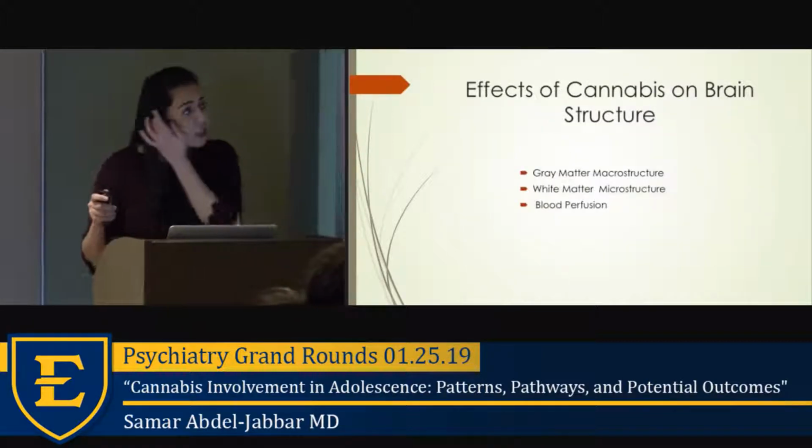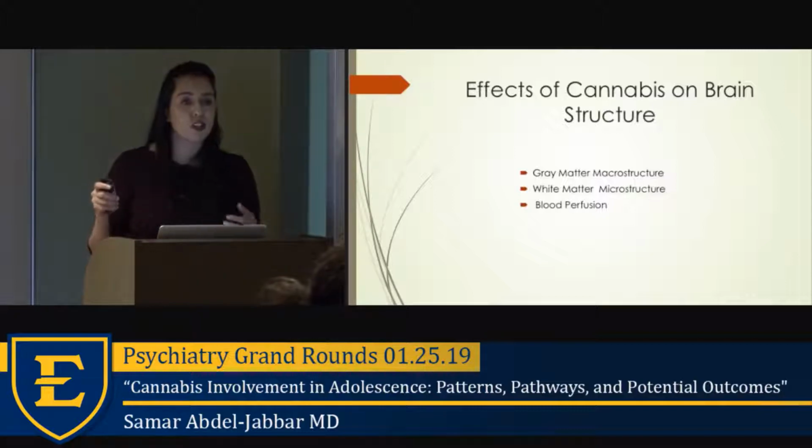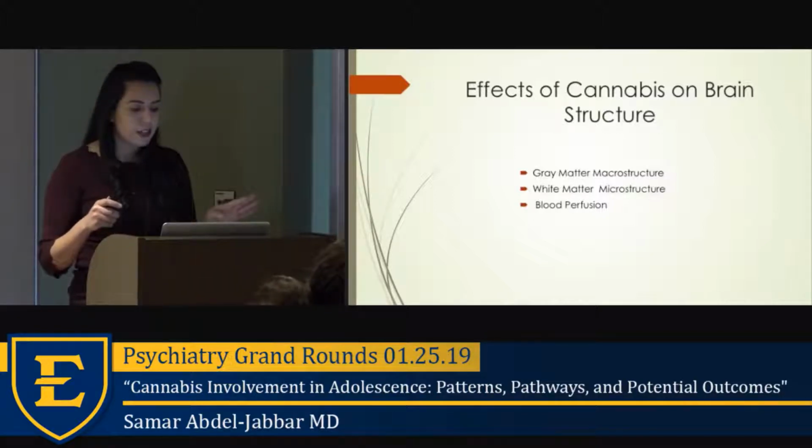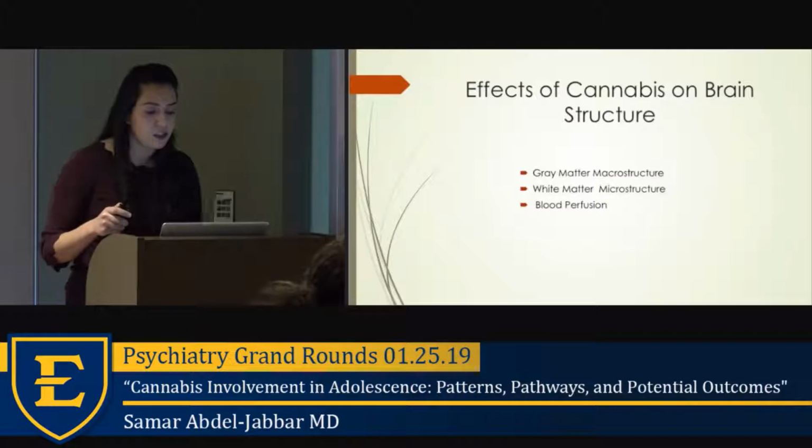So we're going to talk about the possible effects of cannabis on the brain structure. We're going to highlight 3 different sections: the gray matter, white matter, and the blood supply.